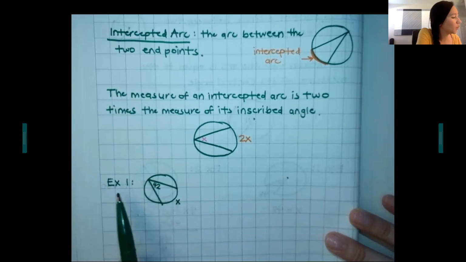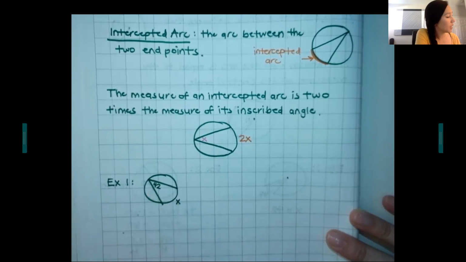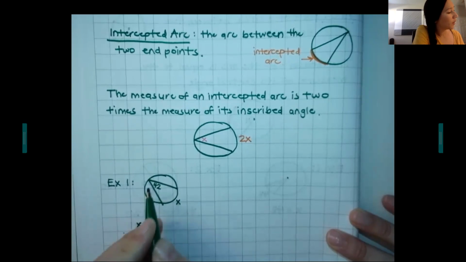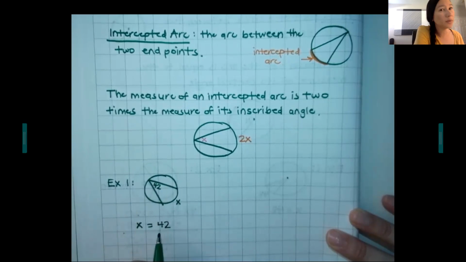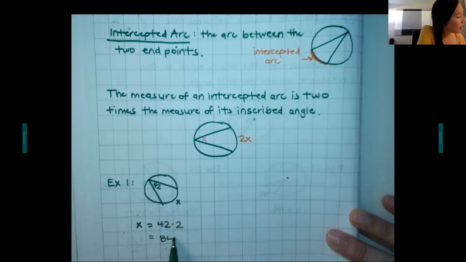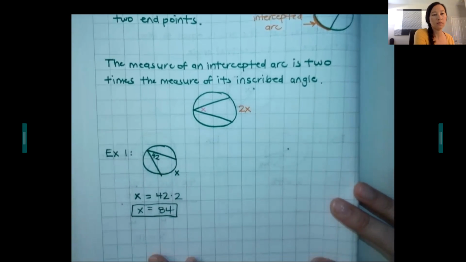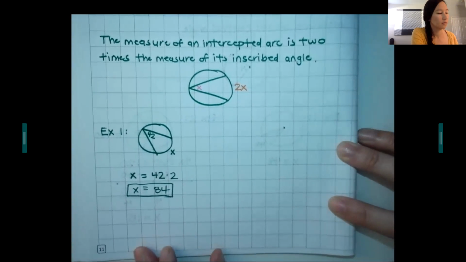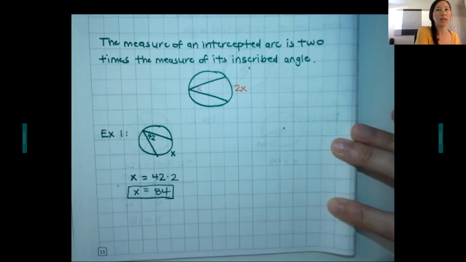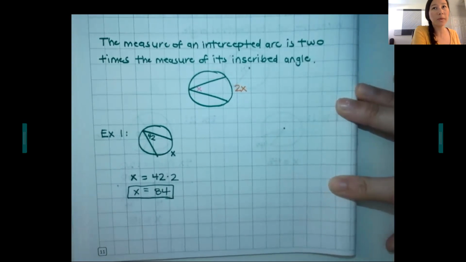Okay, so let's look at example 1. If the inscribed angle is 42, then we know that its arc is going to be 2 times that. So to find x, we're going to take that angle, which is 42, and multiply that by 2, which means it is 84. The arc right here would be 84 degrees. Okay, so that's the most basic, and then we'll have some more problems where we need to do some solving.